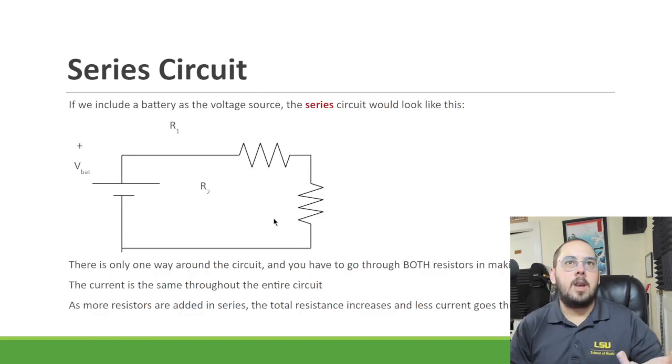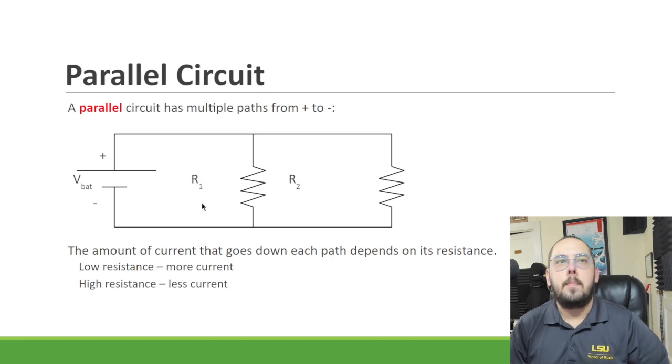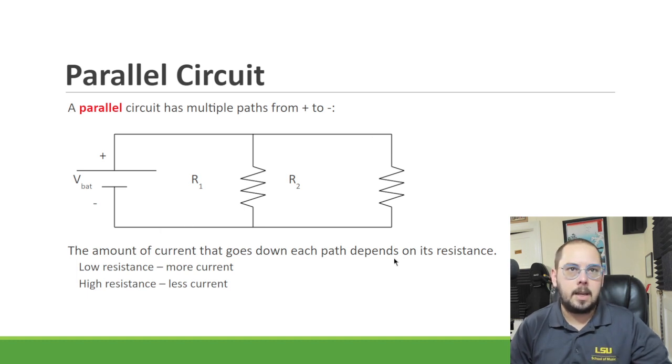Here's just the diagram. Here's the series here. Battery here. It goes through one resistor and then the other. So these resistors are in series. It comes out of one and goes to the other, compared to parallel, where it goes through one and the other independently.